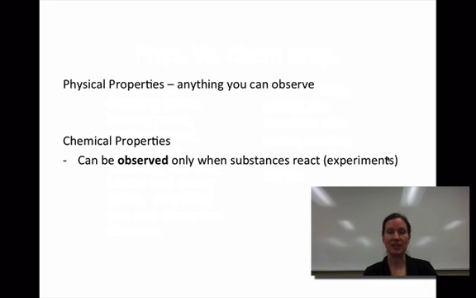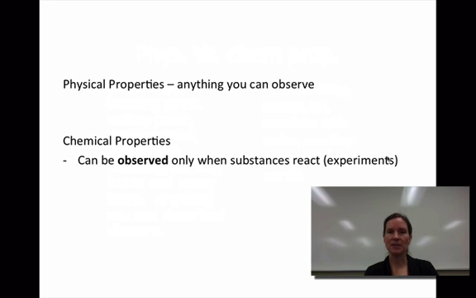Another type of classification of matter, other than what is it composed of, elements, compounds, or what have you, is to look at matter in regards to its chemical property or its physical property. The physical property of matter is anything that you can observe about that matter, where a chemical property is anything that can be observed only once reacted.